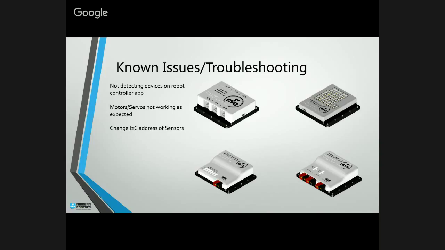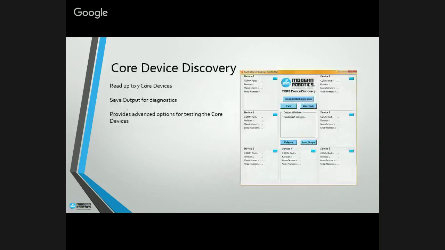So this is what the core device discovery will look like. It has seven spots for 7 devices because we have 7 spots on the power distribution module. You couldn't do an 8th, it just wouldn't show up. There is a spot on there to save the output. By saving the output, it just takes a log file and makes a text file with all the information that's on there, and when you contact us, we'll request that file, and then we can take a look at what controllers are connected and how they're detected.